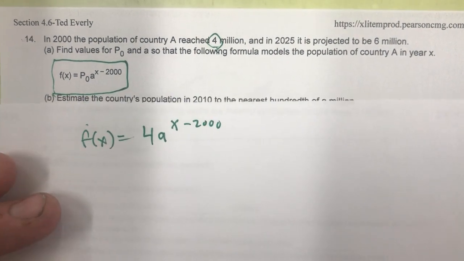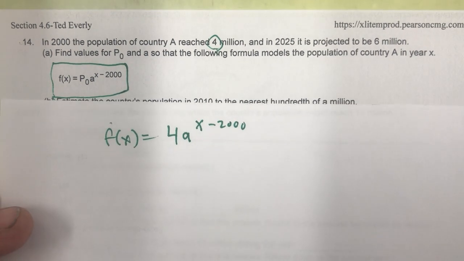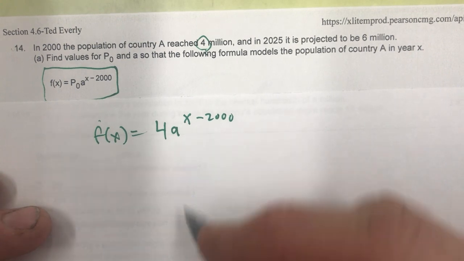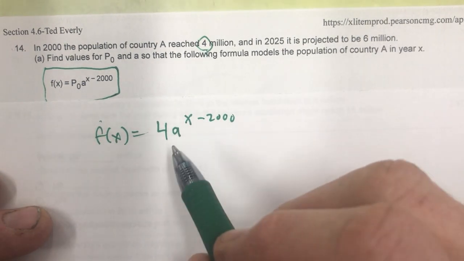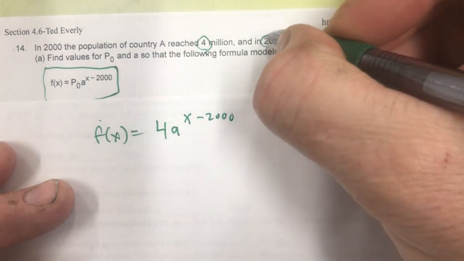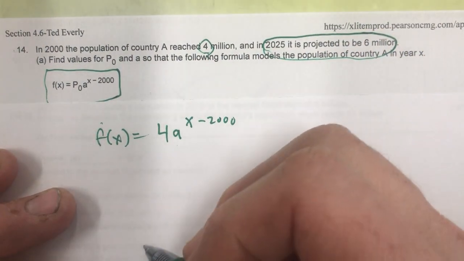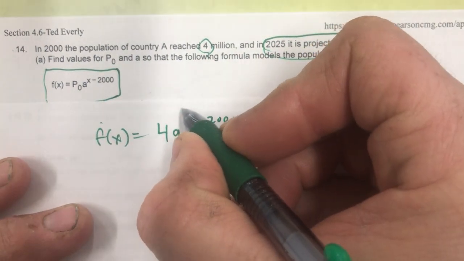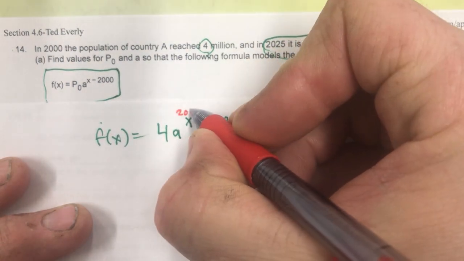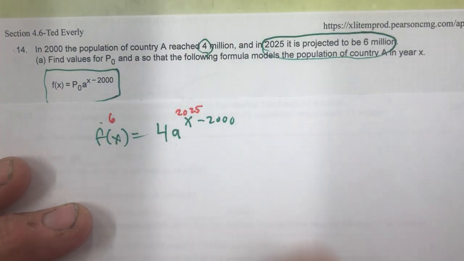All right, so now I guess we need to figure out A. What I can do is figure out A by taking this other one here. See, in 2025, it's projected to be 6 million. So that means right here I'm going to put 2025 for x, and 6 over here for the function of x. So it looks like this.